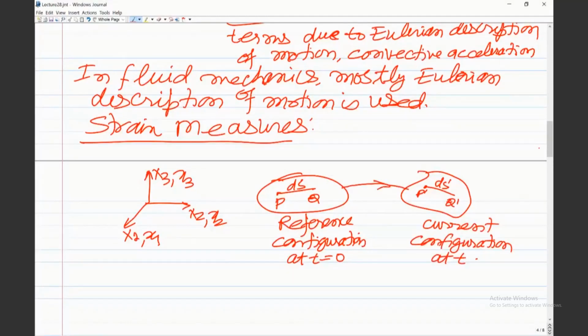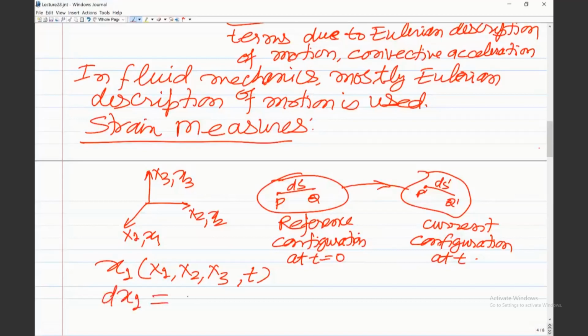So now if I want to look at the current coordinate x1, this is going to be a function of X1, X2, X3 and t. Now if I have two points which are separated by distances dX1, dX2, dX3 in the reference configuration, what would be the change in their x coordinates? So if I write dx1, this dx1 is at a particular time instant, so the change of time doesn't come into the picture.